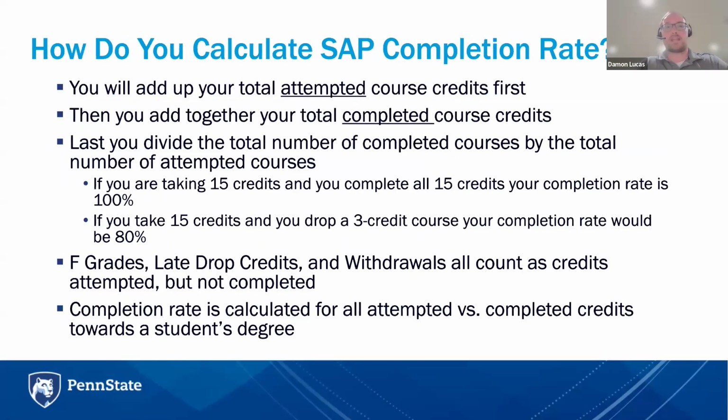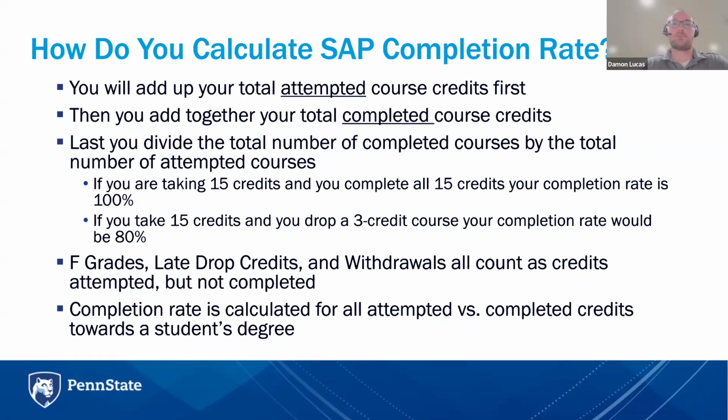So how do we calculate your completion rate? You add the total number of attempted course credits, then add together your total completed course credits, and last you divide the number of completed course credits by the total of attempted credits. So if you are taking 15 credits and you complete all 15 credits, your completion rate is 100%. If you take 15 credits and drop a 3 credit course, your completion rate is 80%. Again, you have to be above 67%.